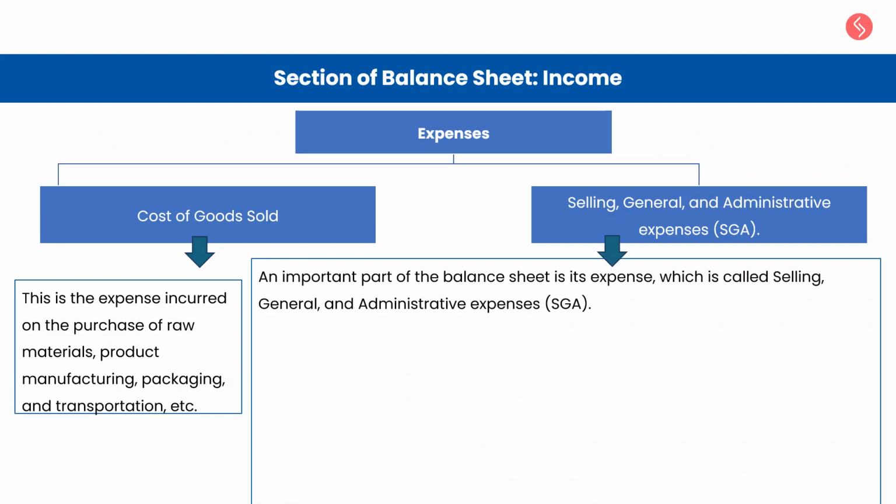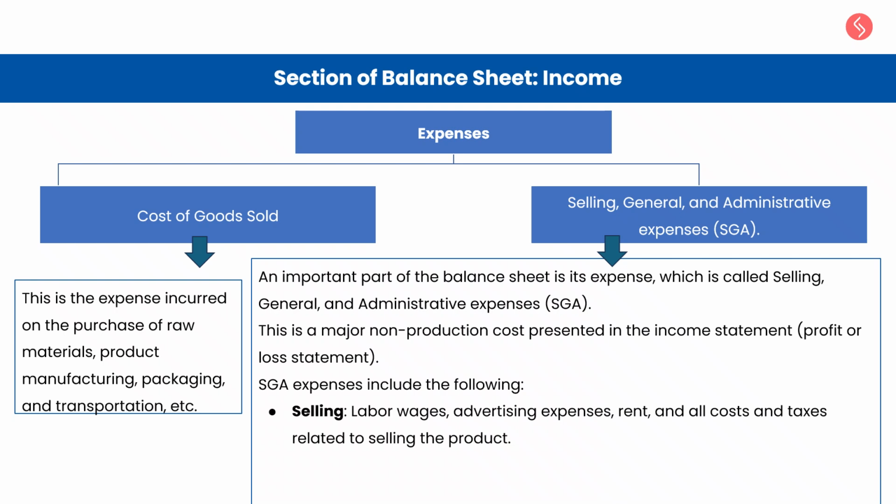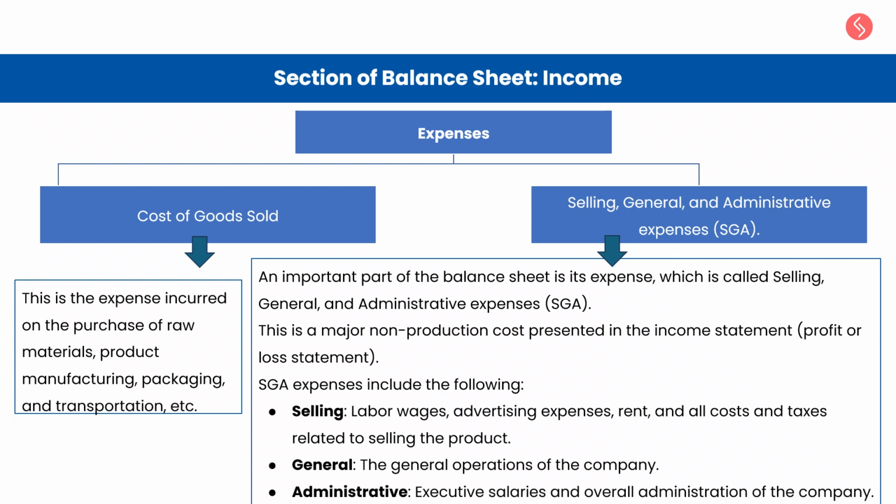Another important part of the income statement is its expense, which is called Selling, General, and Administrative Expenses (SG&A). This is a major non-production cost presented in the income statement, profit or loss statement. SG&A expenses include the following: selling, labor wages, advertising expenses, rent, and all costs and taxes related to selling the product. General, the general operations of the company. Administrative, executive salaries and overall administration of the company.